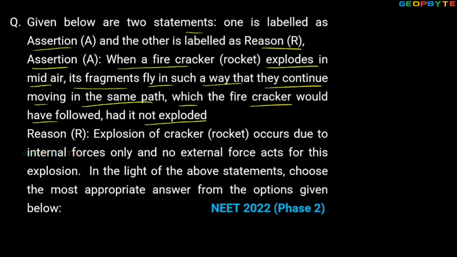It is given that when a firecracker like a rocket is exploding in the middle of the air, its fragments fly in such a way that they continue moving in the same path. No, they need not move in the same path. Therefore, I can say that the assertion statement is absolutely wrong. Then look at the reason. Explosion of cracker, that is rocket, occurs due to internal force only, and no external force acts for this explosion. Absolutely correct. The explosion of the cracker is happening due to internal forces. Therefore, reason is correct. Since assertion is wrong, reason is correct.